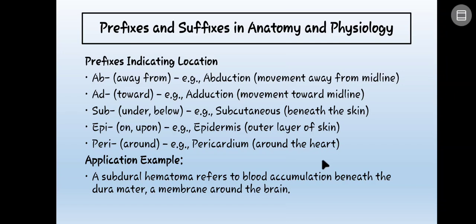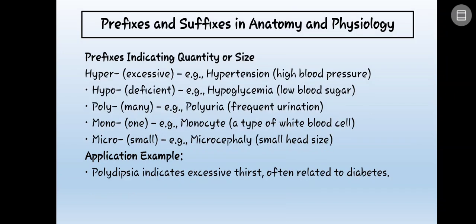That is subdural hematoma. Now let's look at some prefixes that indicate quantity or size. We have some prefixes that give you an idea of quantities and size: how big something is, how voluminous a fluid is, or the value of a certain electrolyte in the body. We have prefixes that indicate that.